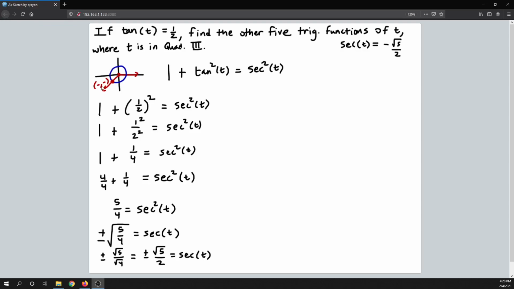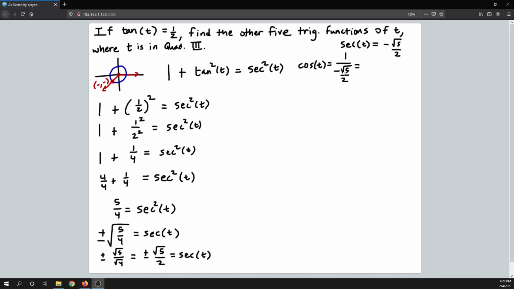All right. So now that we know the secant, we can easily figure out what the cosine is, because the cosine would be 1 over the secant. You flip over the secant, you get the cosine; flip over the cosine, you get the secant. So this would be 1 over negative square root 5 over 2. Again, because of the identities, we know that's the relationship between secant and cosine.